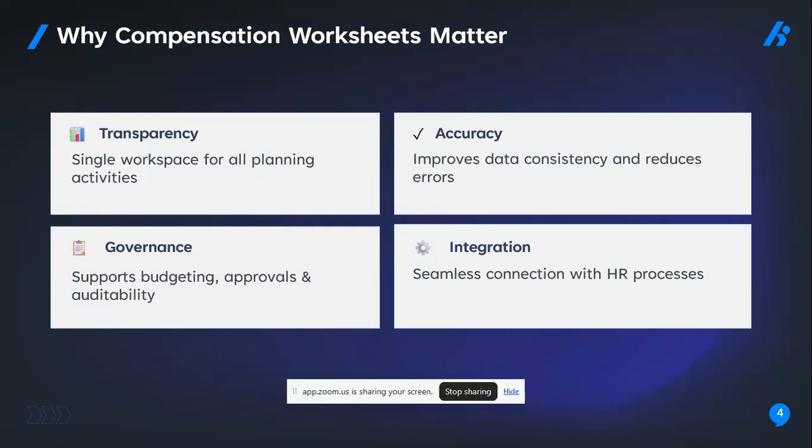Accuracy. Spreadsheets can easily lead to mistakes. A small formula error or incorrect data entry can make compensation data inaccurate.